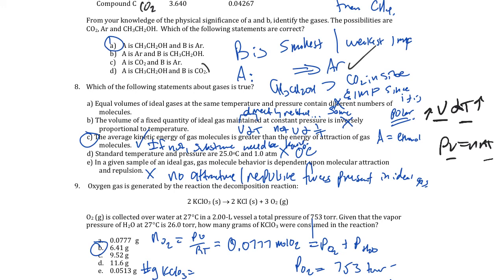Statement D, the standard temperature and pressure, 25 degrees C, 1 atm. Well, standard temperature is 0 degrees C, not 25. That's something you've got to know. In statement E, in a given sample of an ideal gas, gas molecule behavior is dependent upon molecular attraction and repulsion. In an ideal gas, there are no attractive or repulsive forces present. That's what makes them ideal.